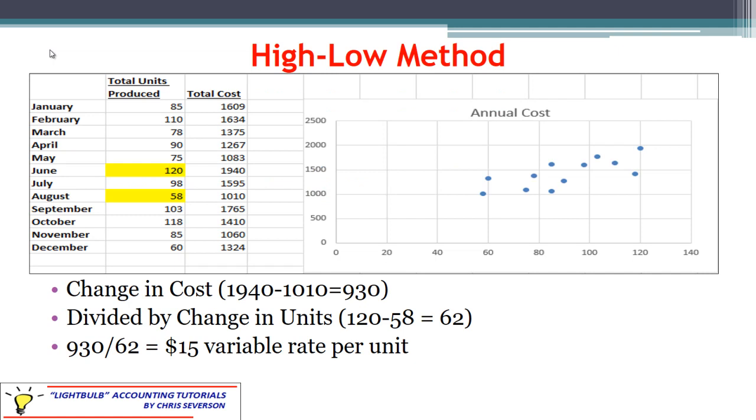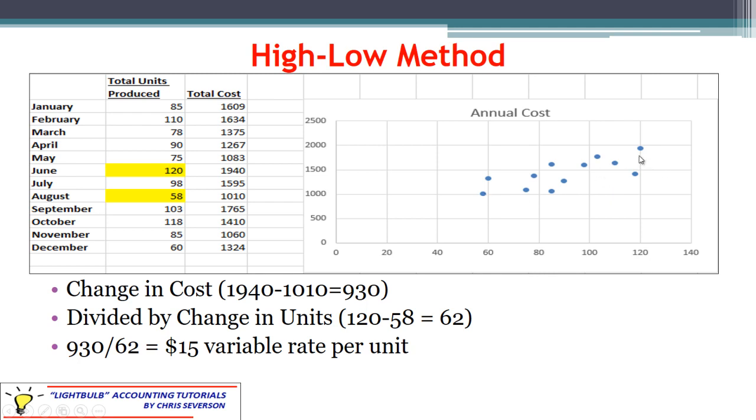So let's take a look at an example here. Now before we go any further, this is the scatter graph method I mentioned. This particular chart shows January through December total units produced and the total cost for those units. If you plot those all out on a graph, it's not a perfect line. It goes quite a ways all over the place. But your goal would be to find a line that looks like it does the best job of matching up with this general slope. So you'd plug a line in there.